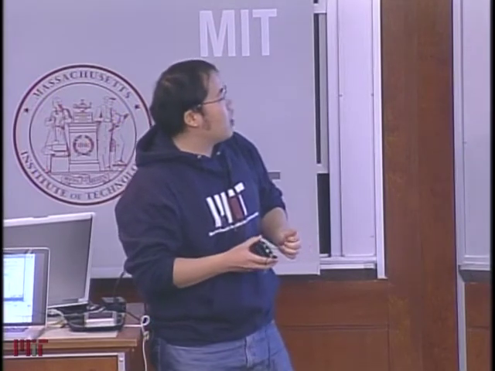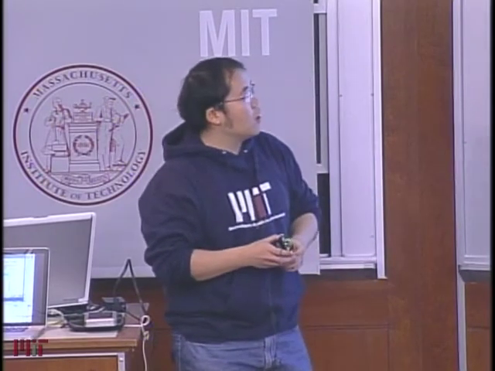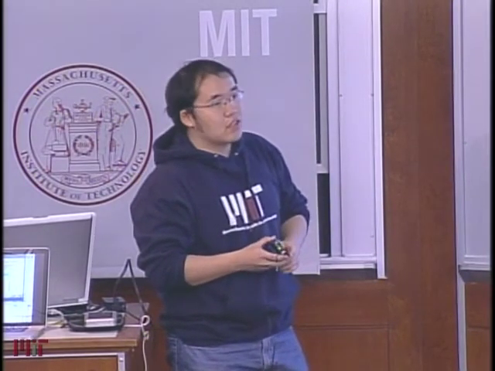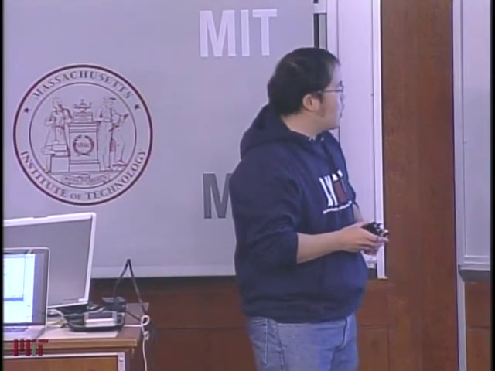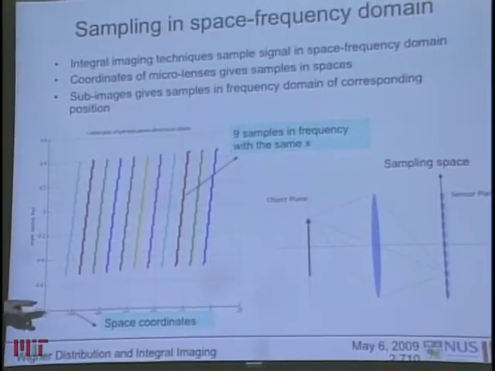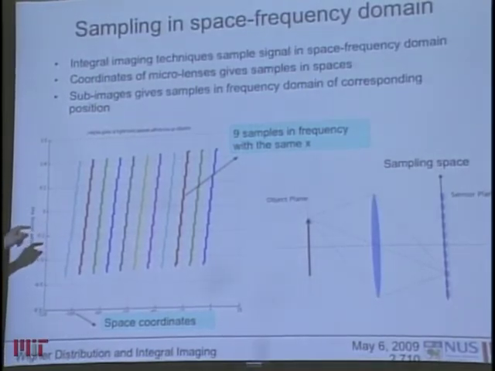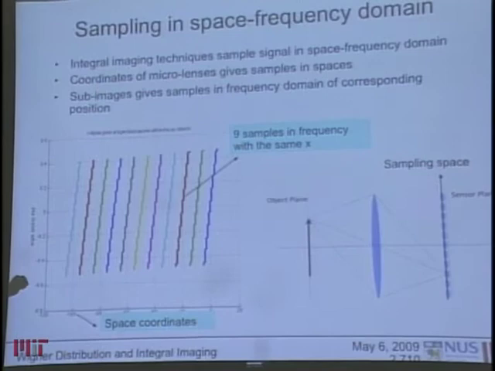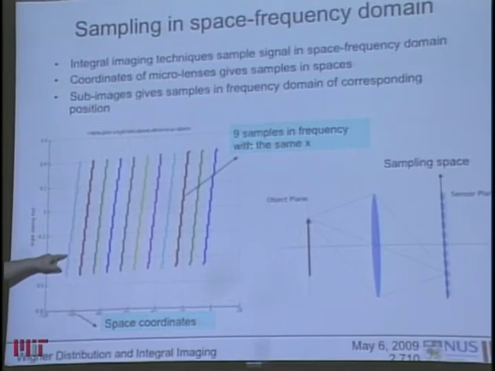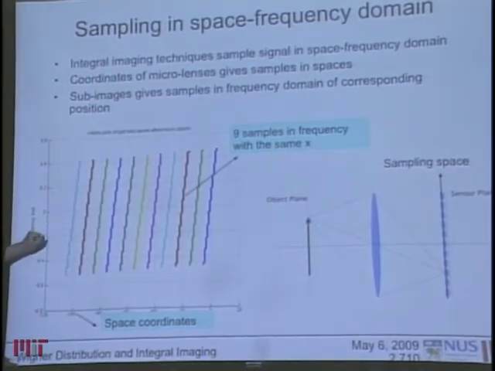Here is a simulation of what it will look like on the sensor plane after several points from the object go through the system. One thing you might notice is that, for example, for this one, which is one point, the x coordinate is the center of this one, which is the x coordinate of the corresponding microlens. But each of these segments, which is one pixel, gives a sample of the angle.